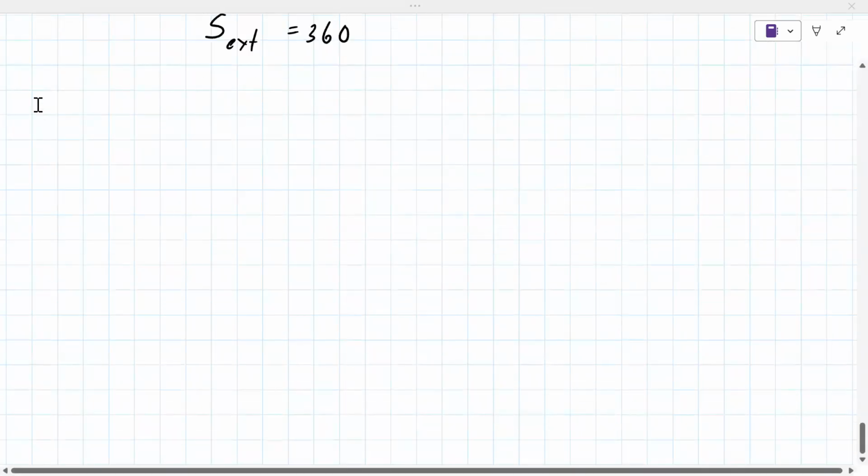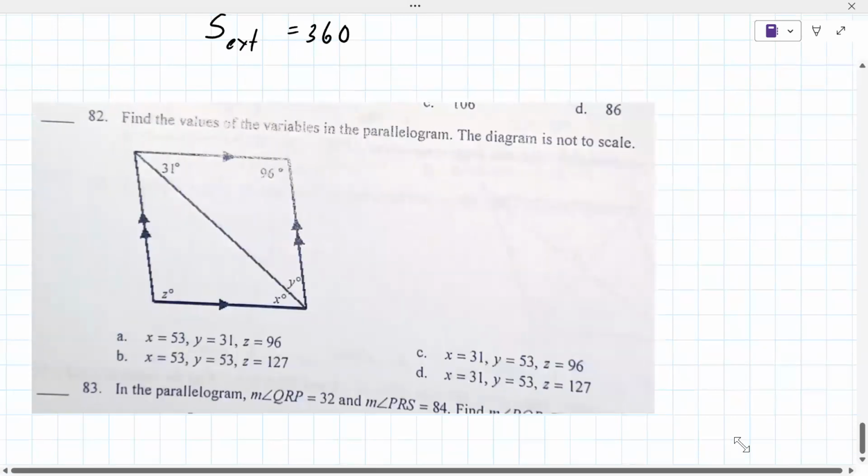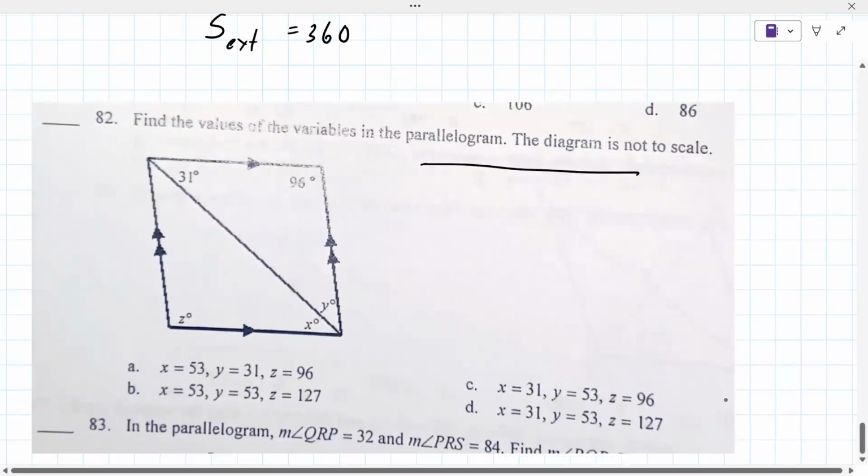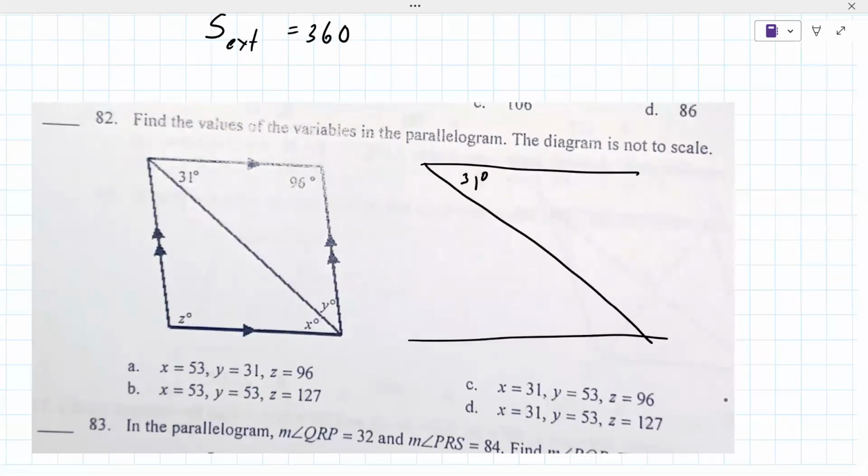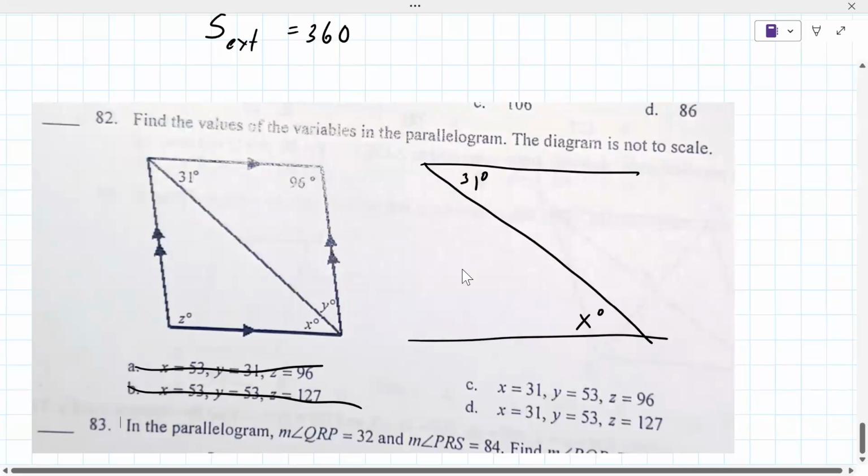All right. So this problem goes back to parallel lines cut by a transversal. So this is 31 degrees and this is x. What is the value of x? It'd be 31, right? So that gets you down. That's why you do the easy, they call it the low hanging fruit. The easy stuff, you do that first.